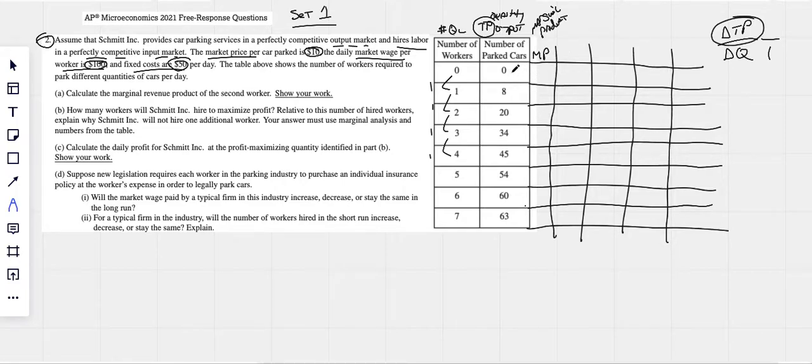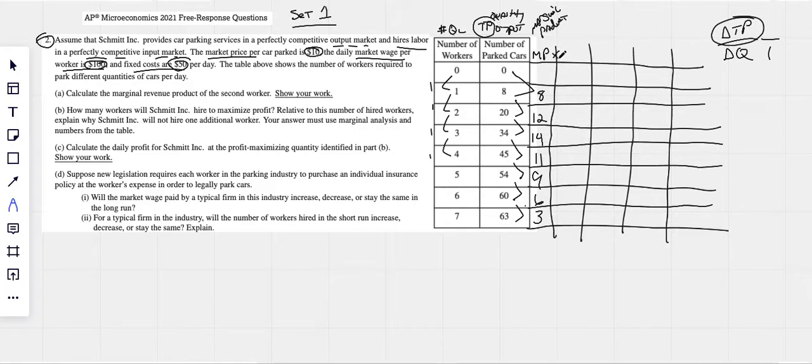So our total product went from zero to eight. You should know this by now, I hope. But for those of you who are looking at it for the first time and haven't seen it in a while, it's good to just remember how to do it. We go from zero to eight. Our marginal product for that first worker is eight. We went from eight to 20. Marginal product is 12. 20 to 34 is 14. 34 to 45 looks like 11. I'm having a brain fart. 45 to 54 looks like 9, 54, 6, and 3. So marginal product is that change from one to the next.